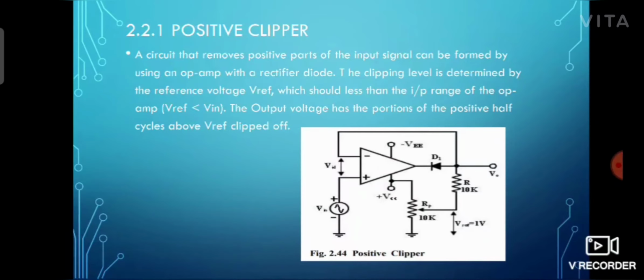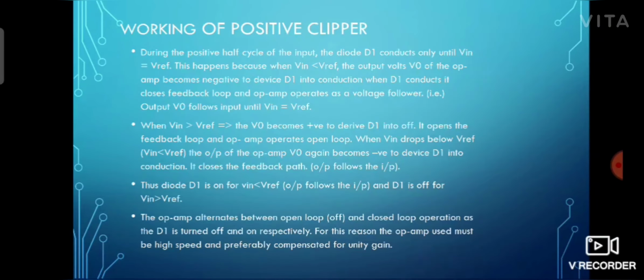Positive clipper. A circuit that removes the positive parts of the input can be built using an op-amp with a rectifier diode. The clipping level is determined by the reference voltage V reference, which should be less than the input range of the op-amp. In the output voltage, the portions of the positive half cycles above V reference are clipped off. We can see the rectifier diode and the V reference voltage in the given circuit.